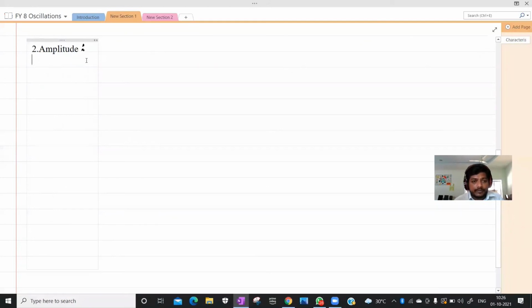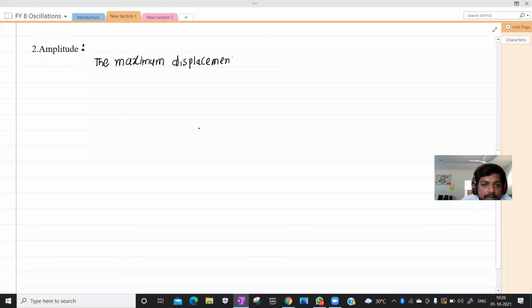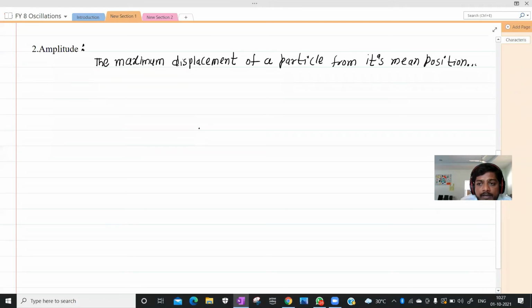So write down: the maximum displacement of a particle from its mean position is called amplitude.